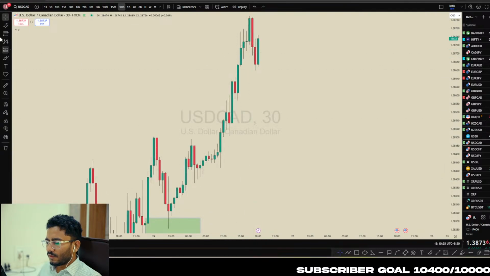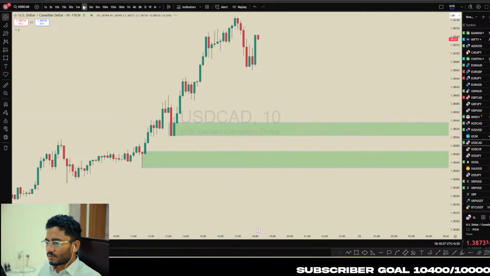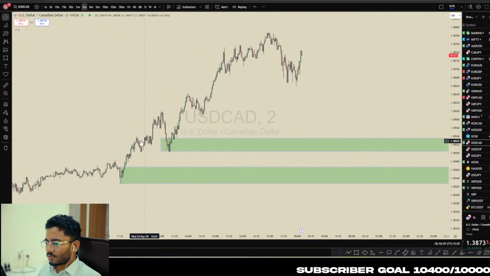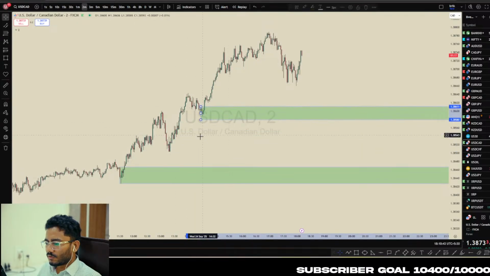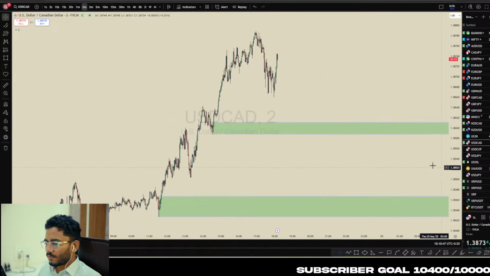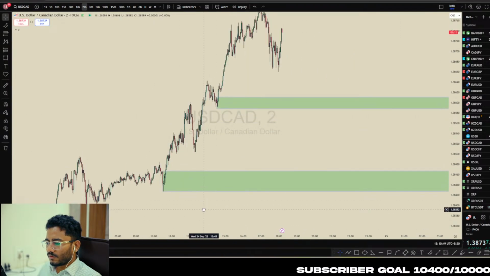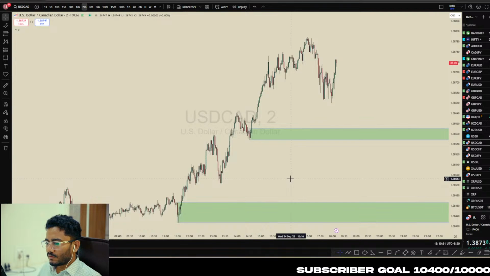If you look at this area, we have two zones where we can look for entry. First is this one, second is this one. Okay, this one has been mitigated, so we'll skip this one. So for entry over here, these are two zones where we can look for a buy side entry. Right now, let's see this one.